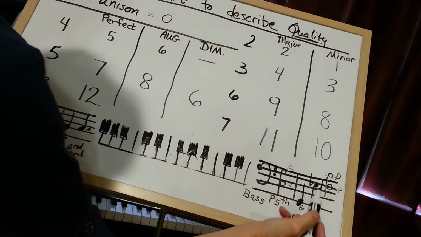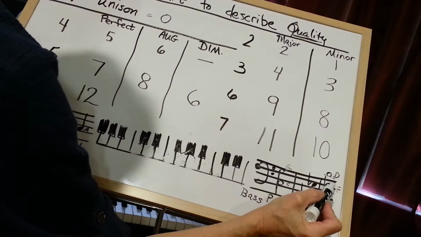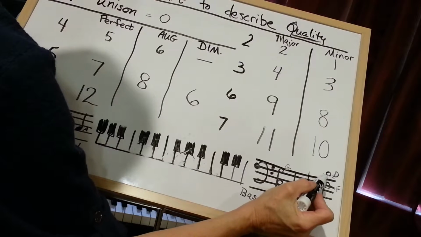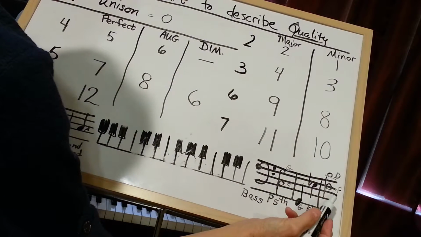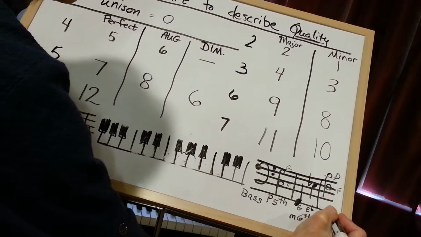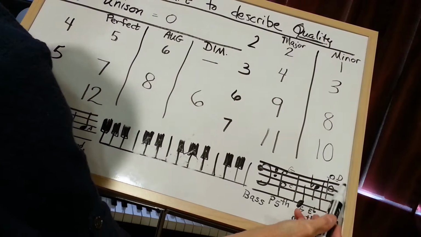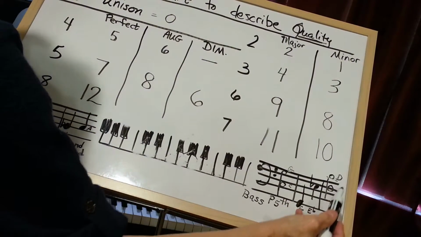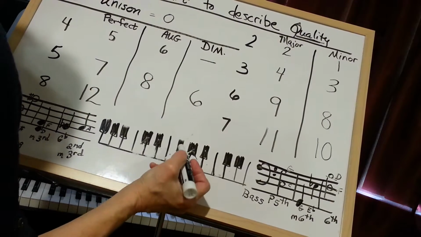Let's count the interval distance. I see line, space, line, space, line, space. That would be a sixth. And now we need to determine what the quality of that is. So let's plot this on our keyboard.